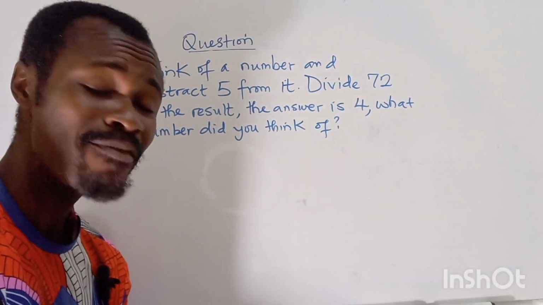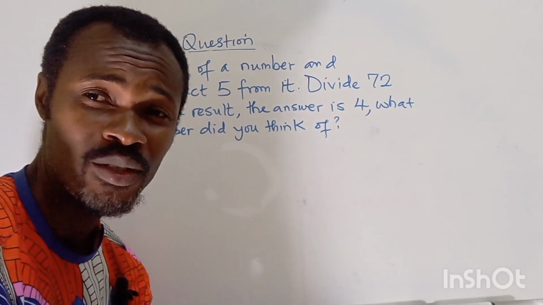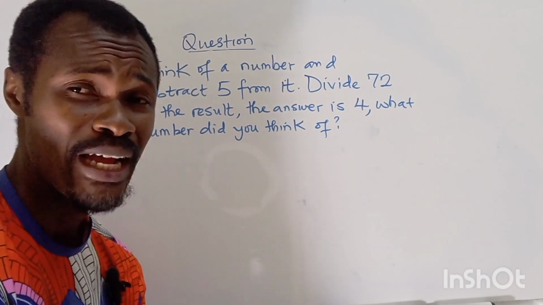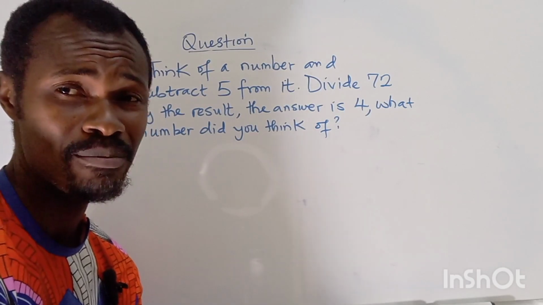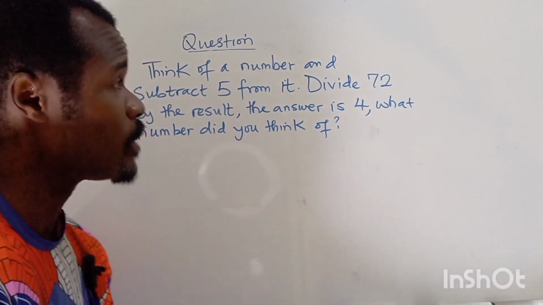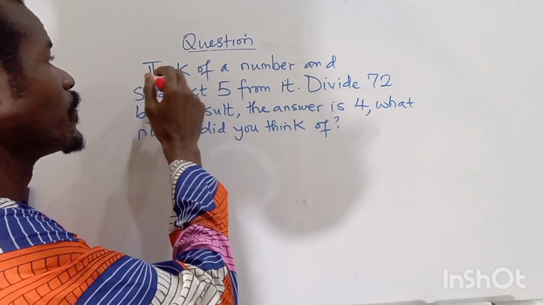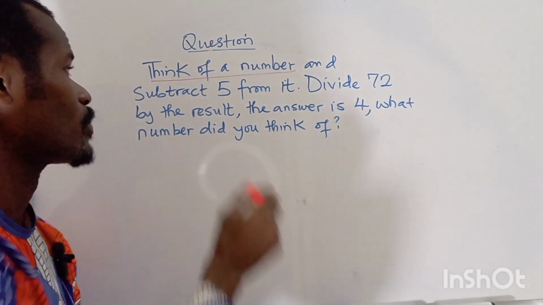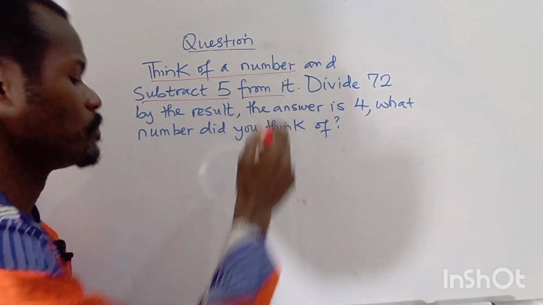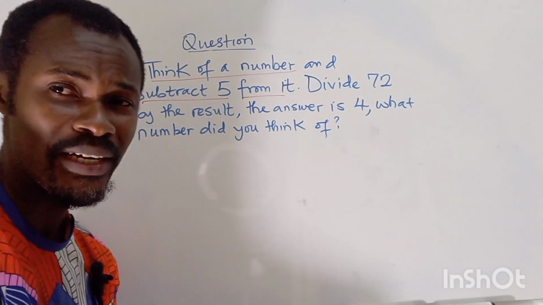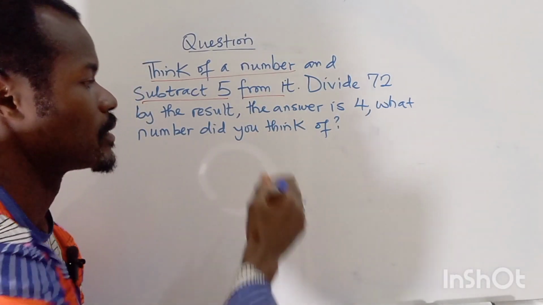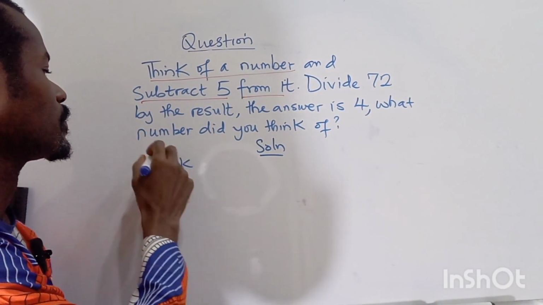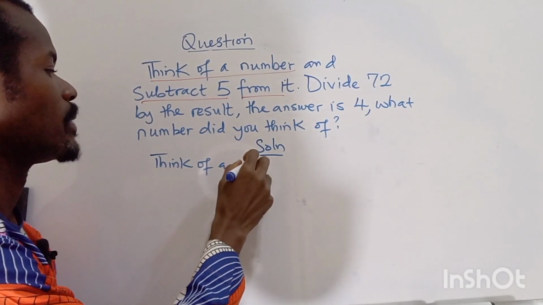So today's problem is a simple word problem. When you have questions on maths, all you need to do is read the question, understand the concept, and try to interpret it into something mathematical, mostly when you have word problems. So the question says, think of a number. Now the number could be any number, and subtract 5 from it. So let's first clarify what this first statement means. So our solution. The question says we should think of a number.